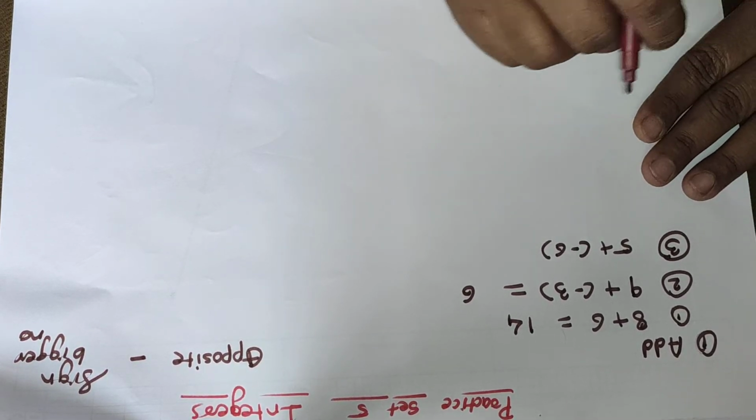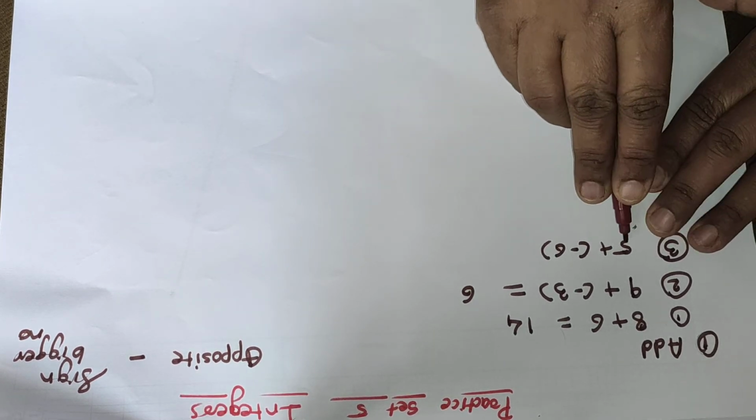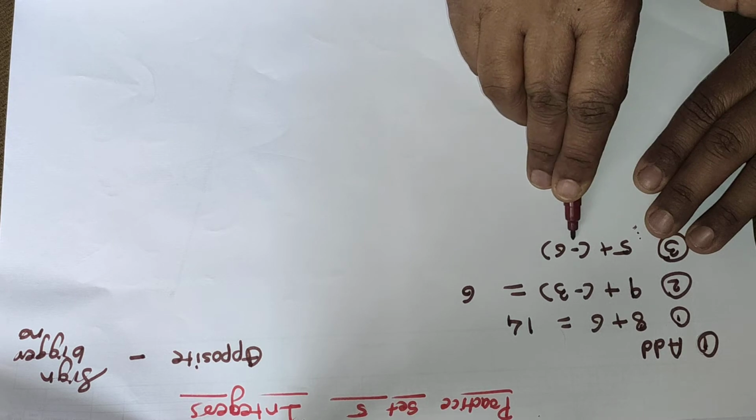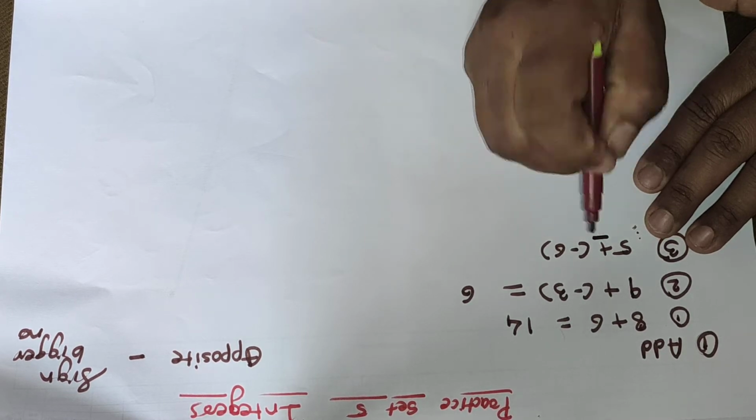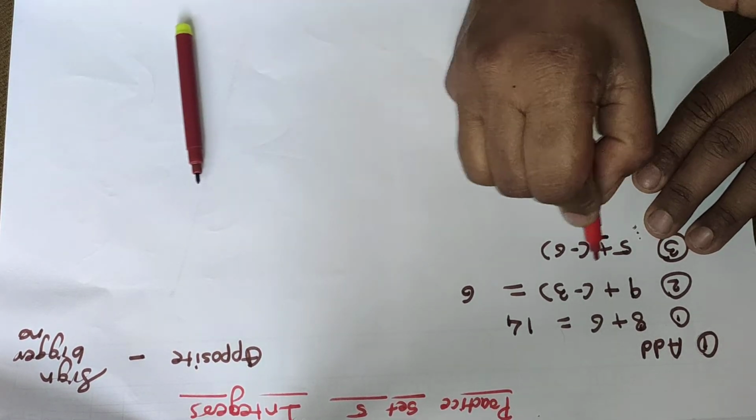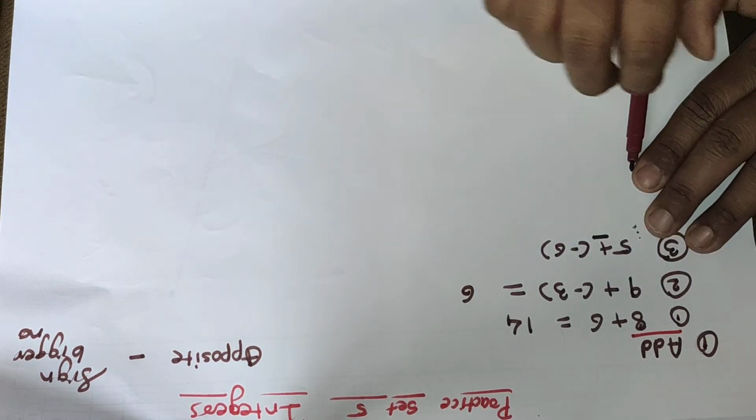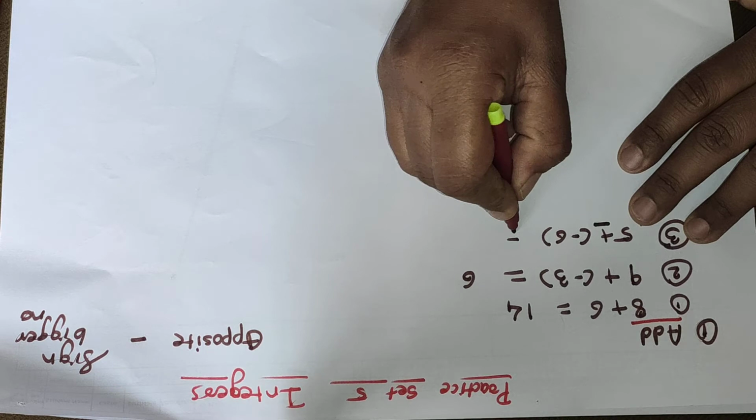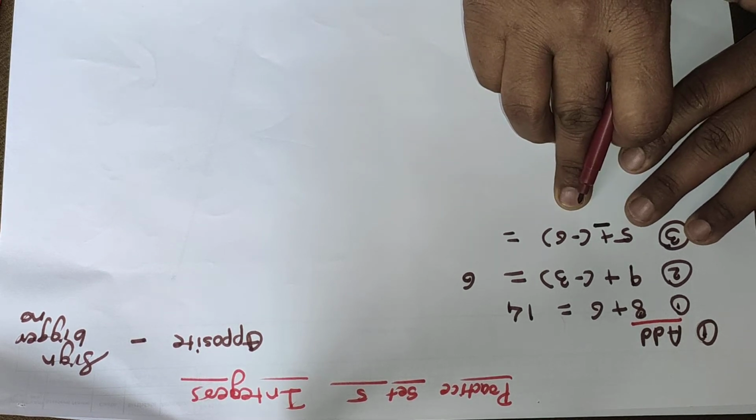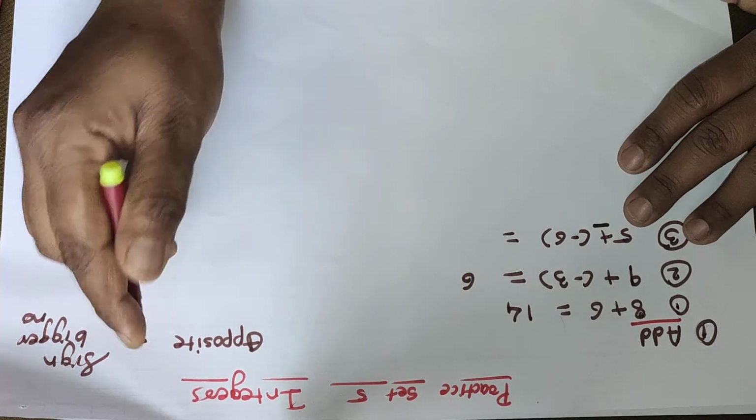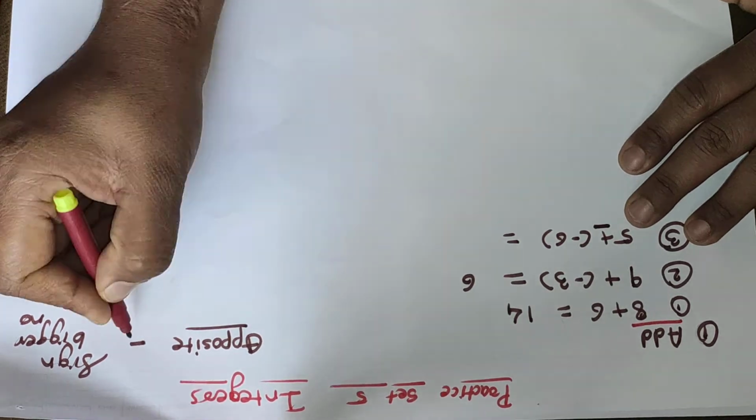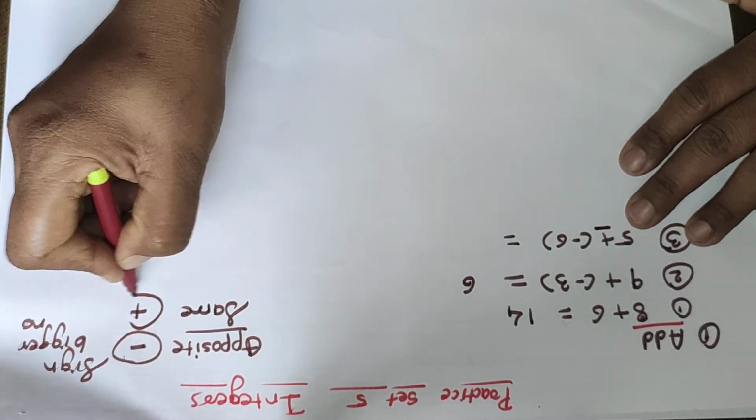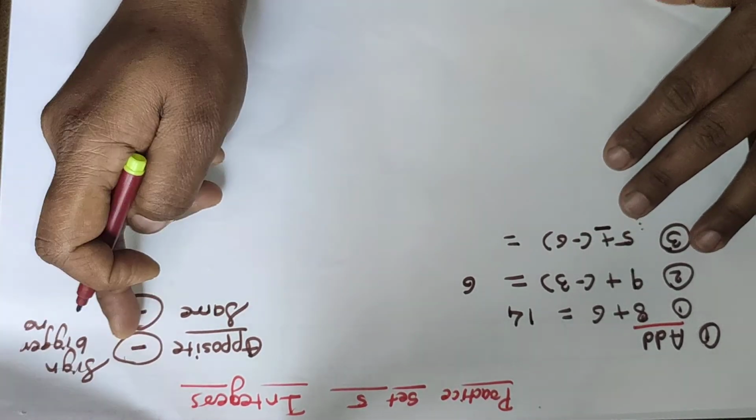So in this example, if you see here also, 5's sign is plus and 6's sign is minus. So here signs are different. This sign you don't take into account, because it is the operation, add. So plus 5 and minus 6. What we have to do? If signs are opposite, we have to do the subtraction, and if the same sign is there, we have to do the addition. So opposite sign, we have to do the subtraction.